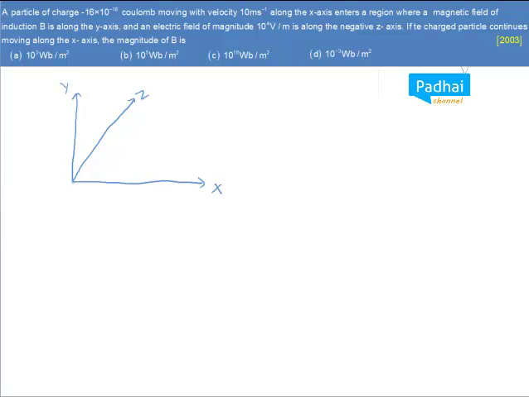So what is happening is the particle enters a region here and it is moving with a velocity v of 10 meter per second, right? And it is having a q also. Q is given as minus 16 into 10 raised to power of minus 18 coulomb, right? And v is given as small v, basically the velocity. This is given as 10 meter per second. Enters a region where the magnetic field of induction B is along the y-axis, right?